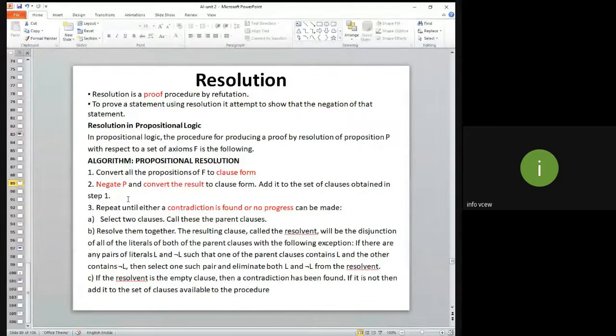Do you know true or false? We have studied tautology, ma'am. Yes, tautology. Okay, you remember that tautology concept. So negotiation: you repeat the steps until you find there is no progress, otherwise you find the contradiction.